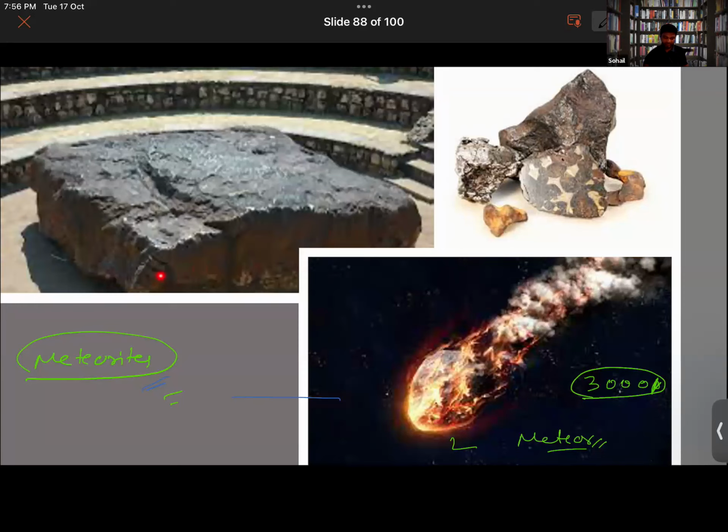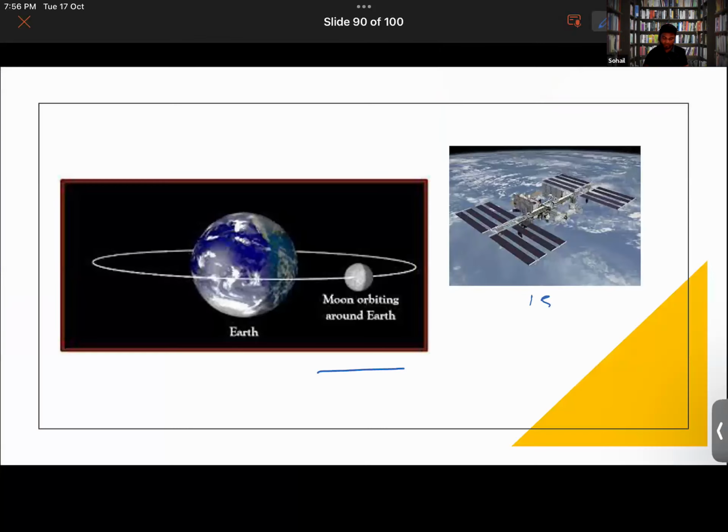This was one of the biggest meteorites that fell. It is somewhere in India. I don't recall the name of the place. Meteors do fall, but they get burned up in the atmosphere due to friction. Okay. And then you had the satellite system of the Earth as well.